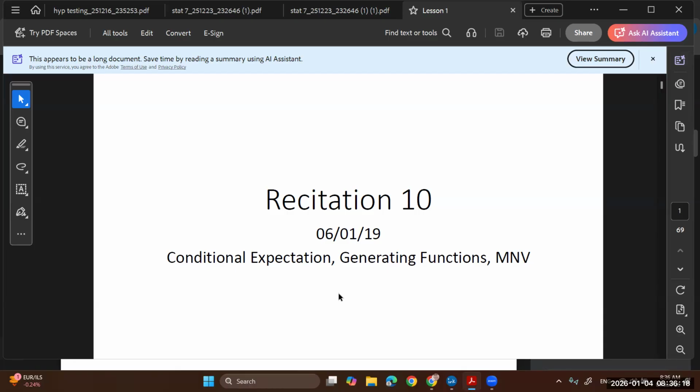Okay, today we'll talk about a couple of things. We'll talk about the formula of total expectation, called conditional expectation. We'll talk about generating functions and probably about inequalities. There are plenty of things. So let's start.